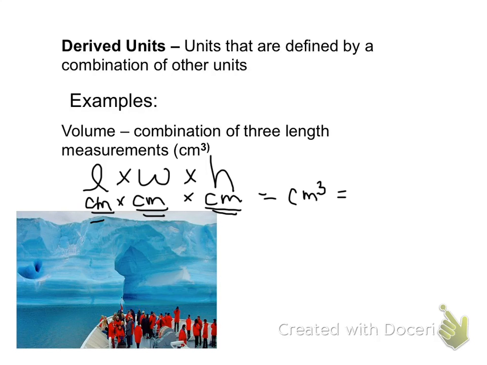Along with that, the milliliter is defined by a centimeter cubed, because somebody decided that 1 centimeter cubed was going to be exactly equal to 1 milliliter. So a milliliter is a defined unit because it is defined by the centimeter cubed, another unit.